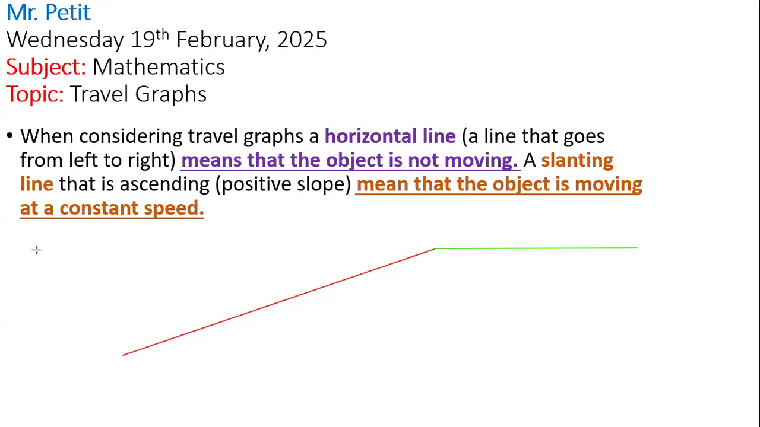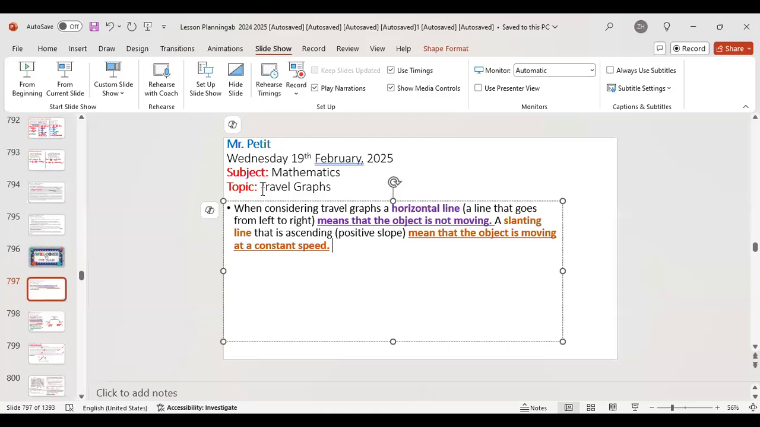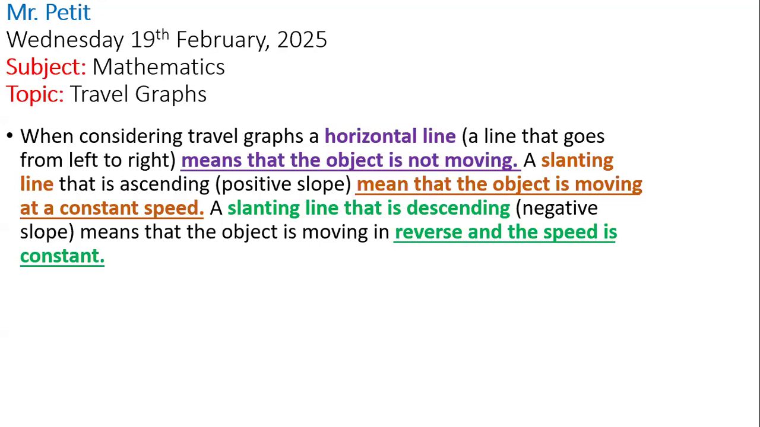What if we have another slanting line, but this time we have a negative slope, right? So I say that we have a slanting line that's not ascending, but a slanting line that is descending with a negative slope. That means that the object is reversing at constant speed.